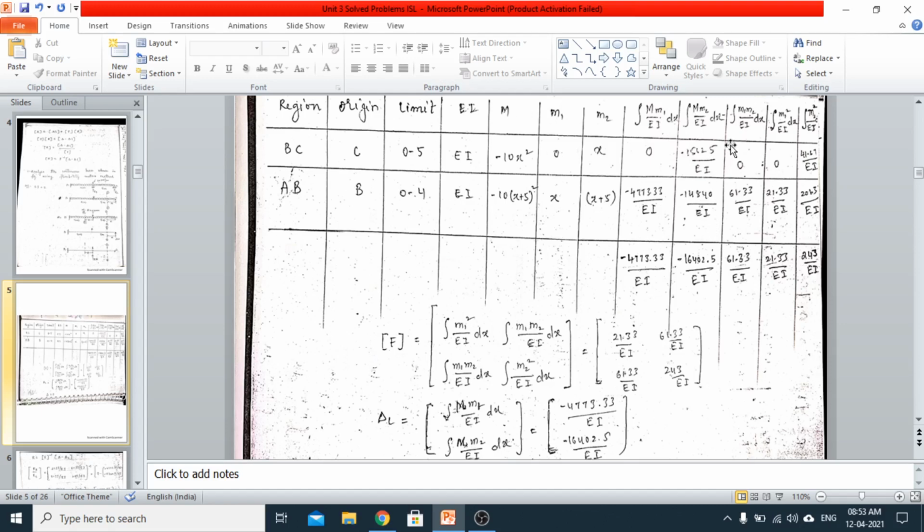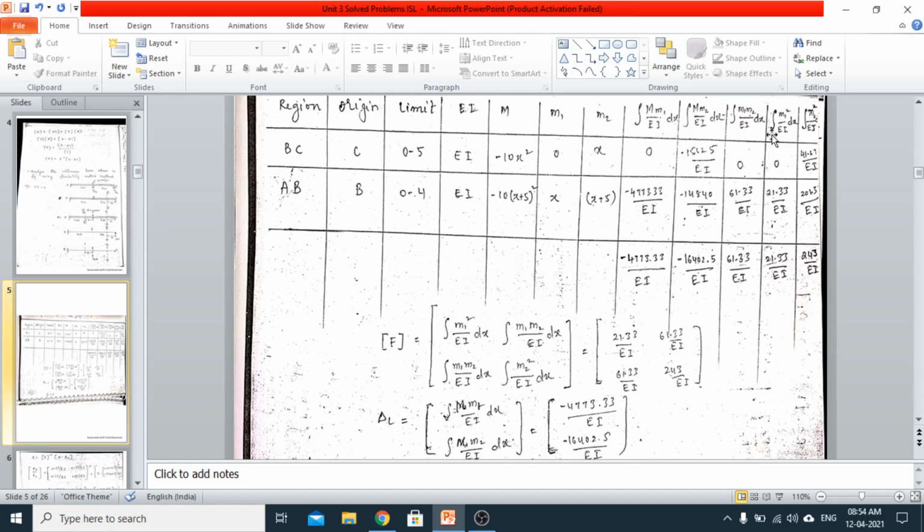Then in the next step we go for M1 M2 by EI. What is this M1 M2? 0 into x is 0. Similarly, x into x plus 5, limit 0 to 4. You give this into the calculator, and it will give you 61.33 by EI.